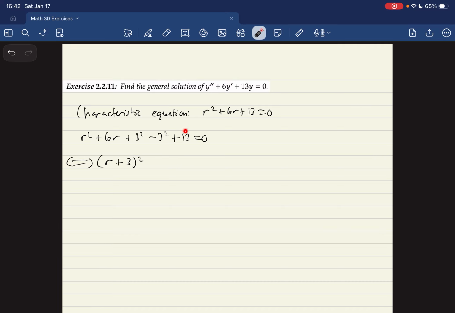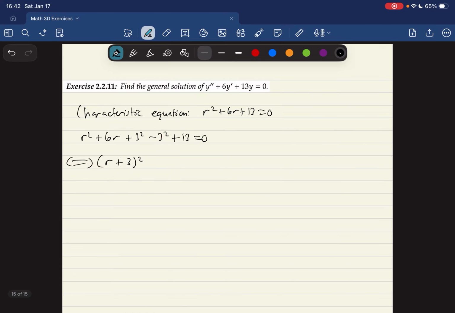And so here we have 13 minus, well, 3 squared is equal to 9. So we have 13 minus 9, which is 4, which is equal to 0. And this in turn is r plus 3 squared equals negative 4.